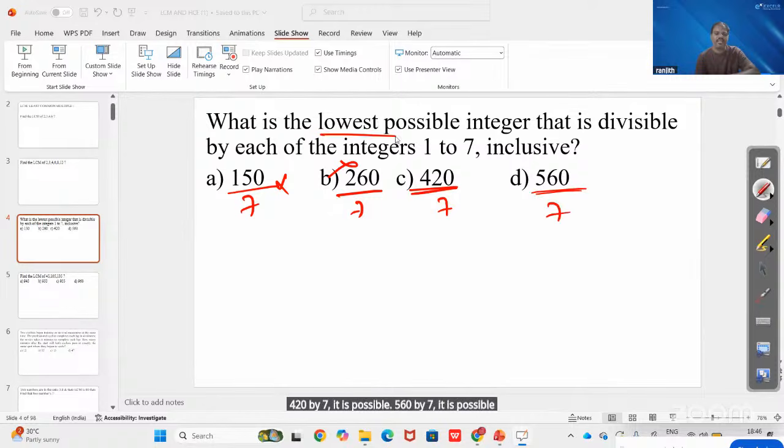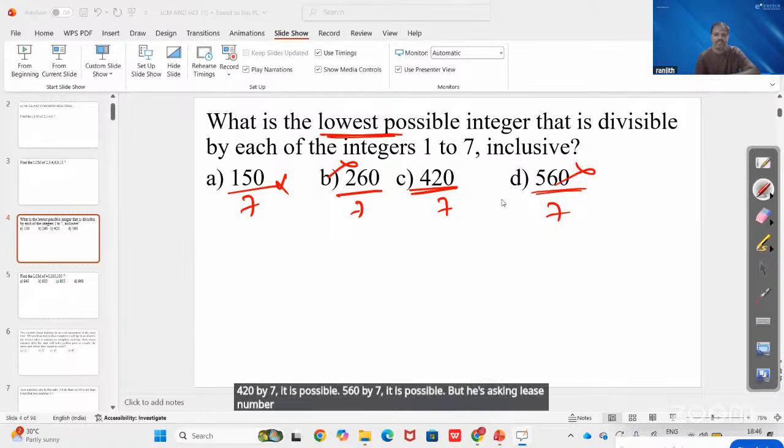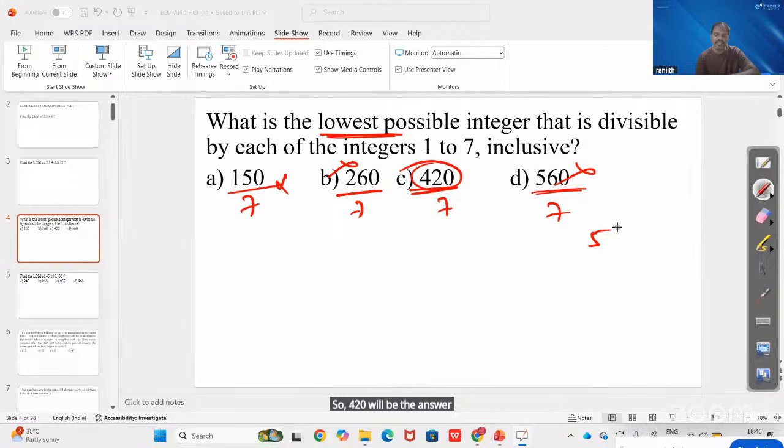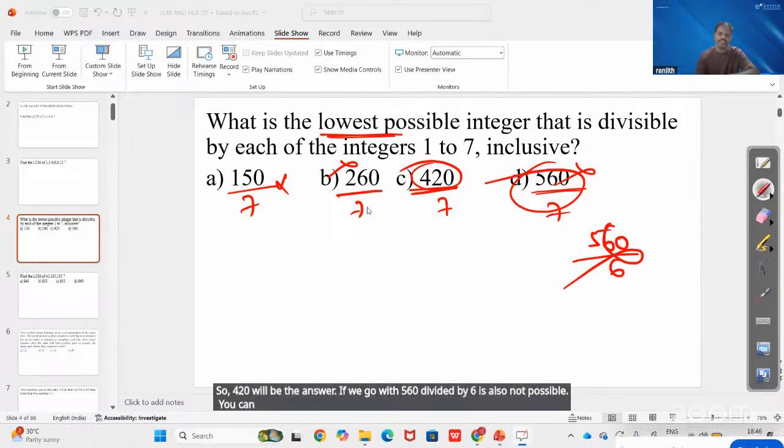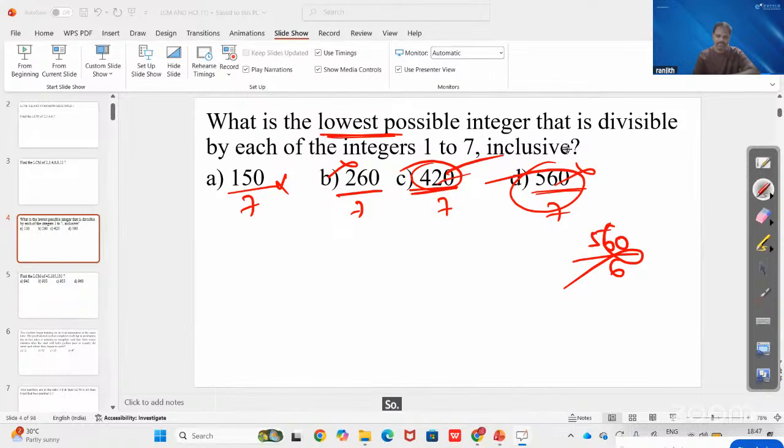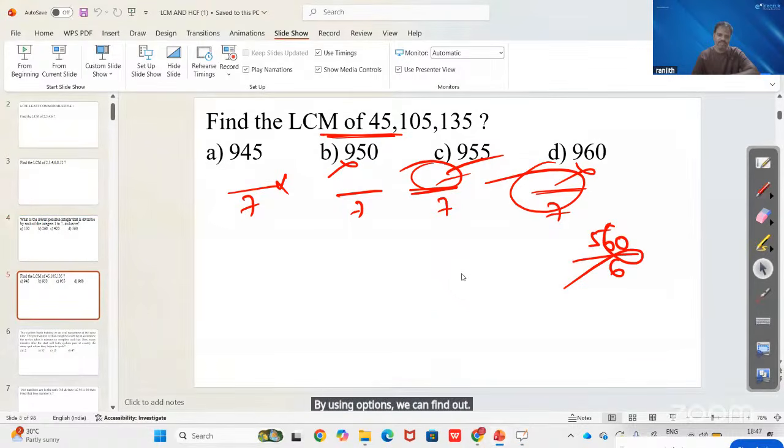But he is asking least number. 560 is not possible. So 420 will be the answer. If we go with 560 divided by 6 is also not possible. We can eliminate 560 also. So answer is 420. By using options, we can find out. Next, what is the answer for this one?